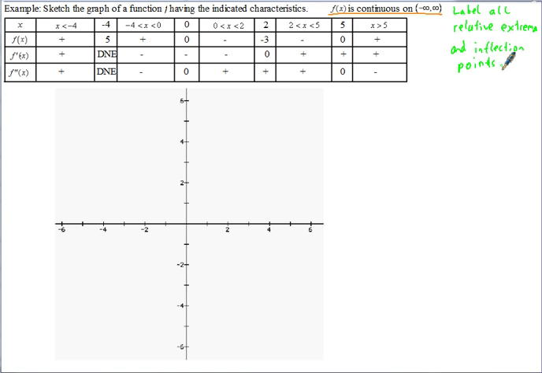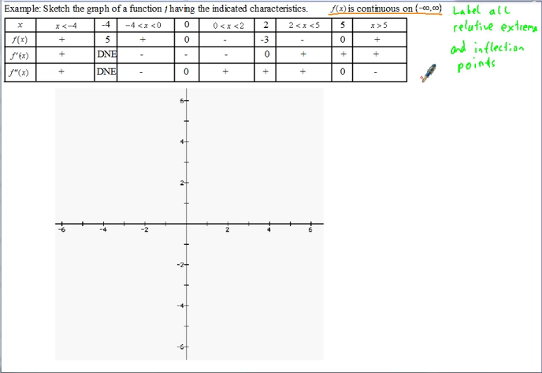All right, so let's look at what a table gives us. On the first row, we've got x and then different ranges for the x coordinates, as well as some specific x coordinates. The second row is our f of x. That tells us our y values. The third row is f prime of x. That tells us the slope. And the fourth row is f double prime of x. That tells us about the concavity.